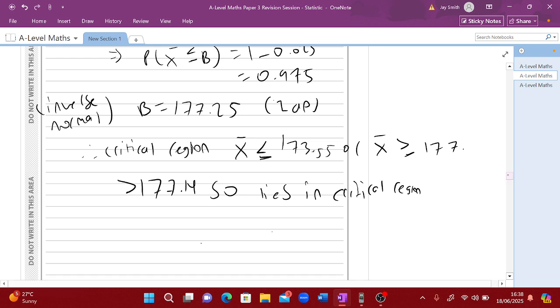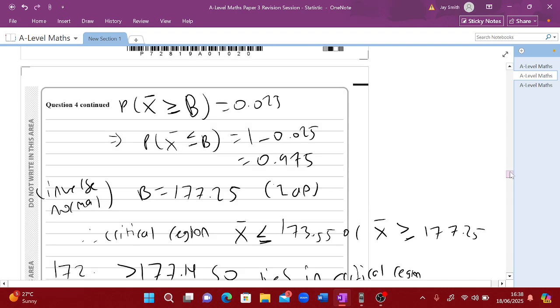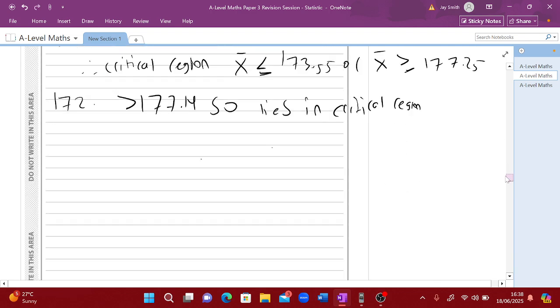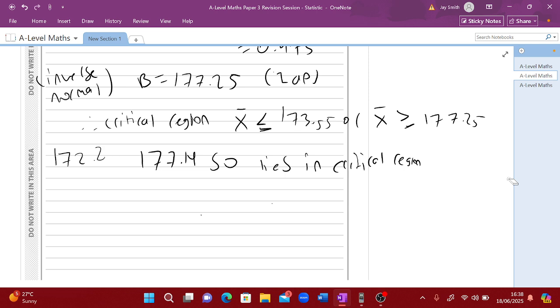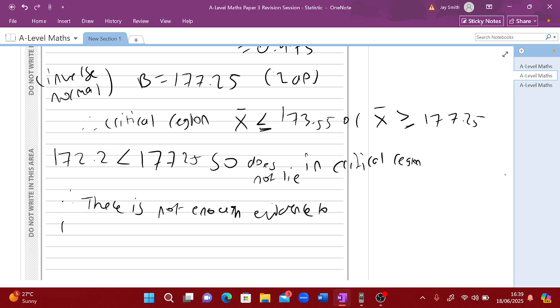to 177.25, and the mean, what was it? 177.2 is now less than 177.25, so it does not lie in the critical region. Okay, hopefully you can see that. So it's not less than 173.55, but also not greater than 177.25. Therefore, there we go. There is not enough evidence to reject H0.